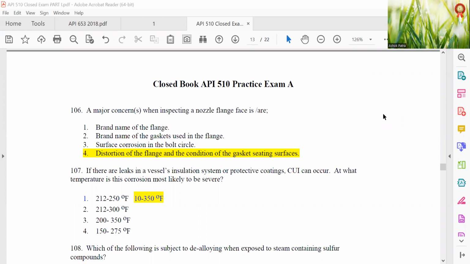A major concern when inspecting a nozzle flange face is distortion of the flange and the condition of the gasket seating surface. If there are leaks in a vessel insulation system or protective coating, CUI can occur at what temperature? 10 to 35 degrees centigrade. Is this corrosion most likely to be severe?